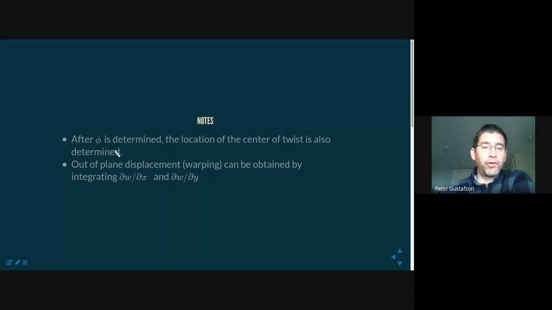Okay, so a few notes here. After phi is determined, we can use phi actually to determine the center of twist. That's an interesting sidebar. We're not going to do that very frequently in this class, but it certainly is something that's possible. It's also worth noting that the out-of-plane displacement, that is the warping, can be obtained by integrating this because warping and the function phi are related to each other.